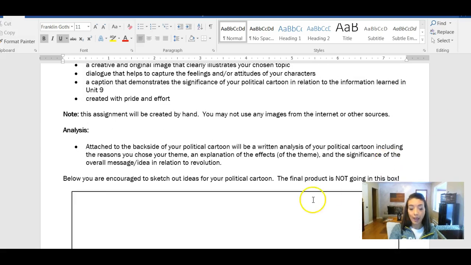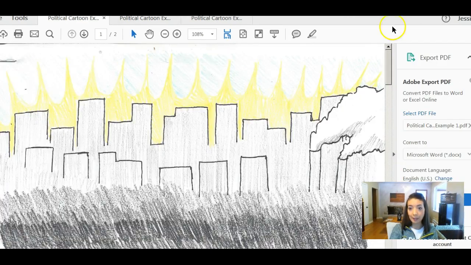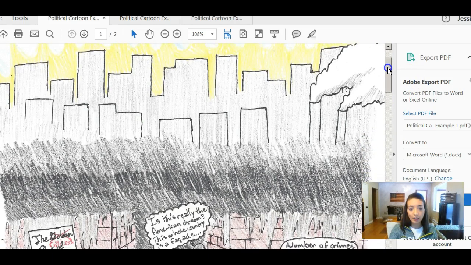Alrighty, so I have some examples here to show you what I mean. Now, I want you guys to understand that the examples that are here are examples only. These do not have anything to do with revolution, but they are political cartoons that other students have created. They're just about different eras in history, okay? But I wanted to show you student art with dialogue and captions, so that you get ideas going for yours, okay?